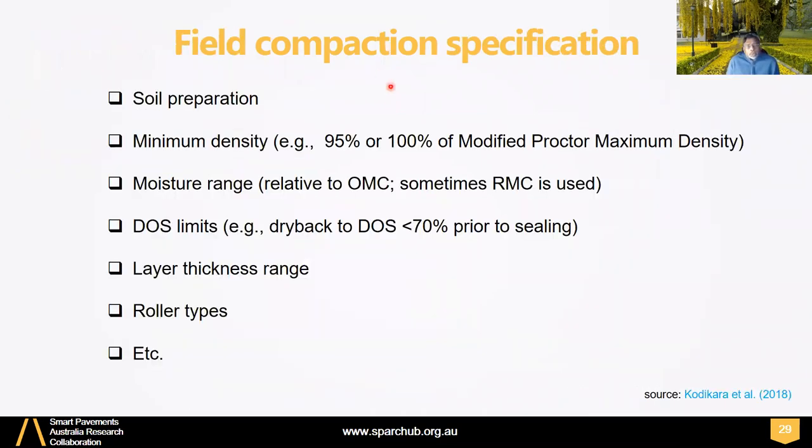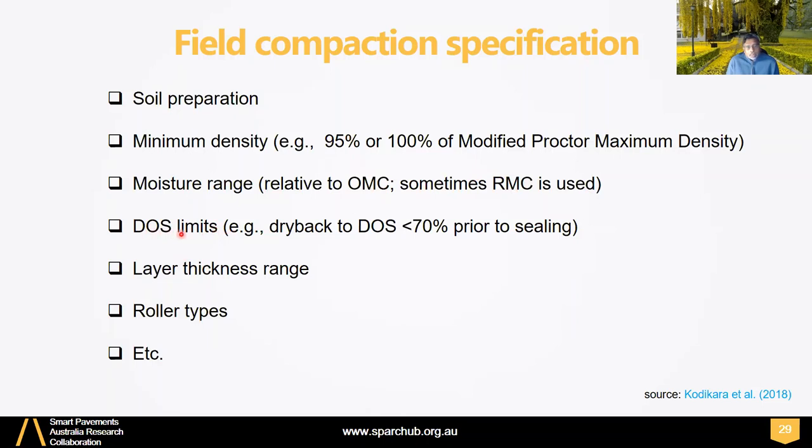So how do you specify a compaction to the field? So current specification may consider soil preparation, minimum density, and it may be relative to the modified proctor value, 100% of the modified proctor value, or 95% or 98%. Then moisture range, also relative to the optimum moisture contents. Sometimes relative moisture content is used, dividing by OMC, 100%, 80%, 70%, and so on.